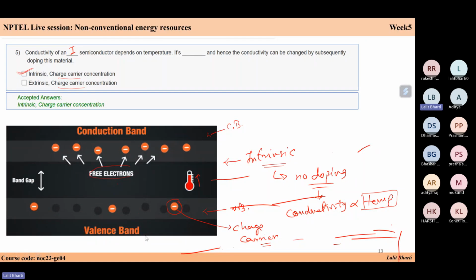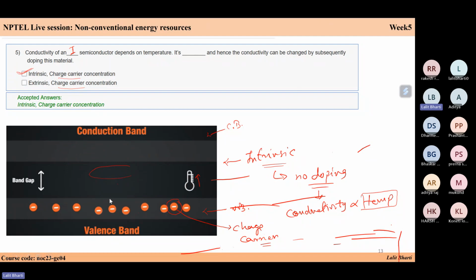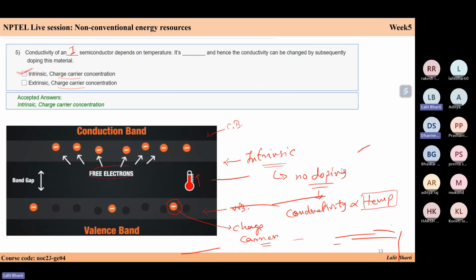It is shown here how by the temperature the electrons move from the valence band to the conduction band. If you have no doping, or you have the intrinsic type, then it will be affected by the temperature and its charge carrier concentration, and hence the conductivity can be changed by subsequently doping of the material. So if you dope the material, it will be an extrinsic type of material.